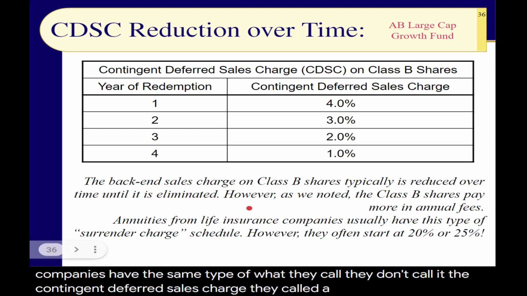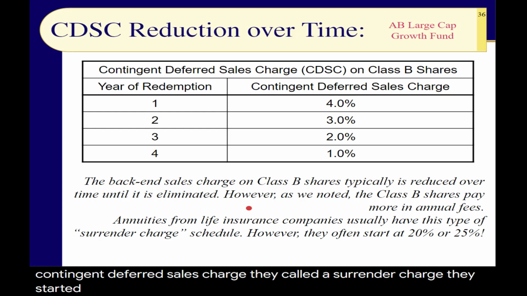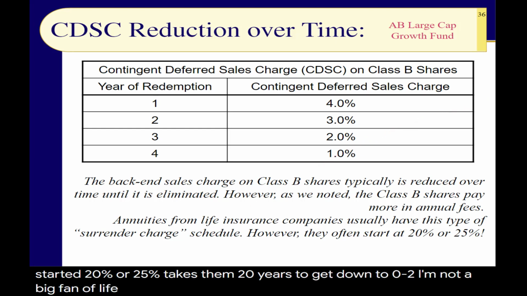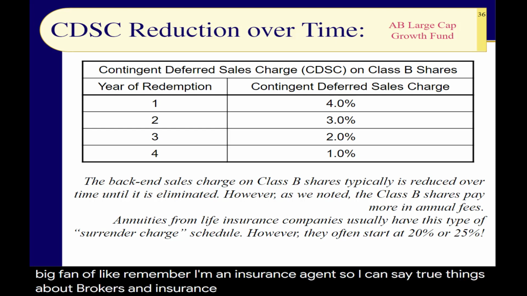They call it a surrender charge. They start at 20% or 25%. It takes them 20 years to get down to zero. I'm not a big fan of life. Remember, I'm an insurance agent, so I can say true things about brokers and insurance agents. Yeah, no, annuities are even worse.